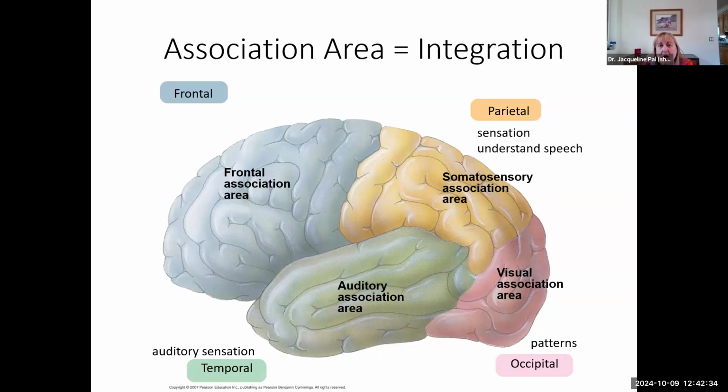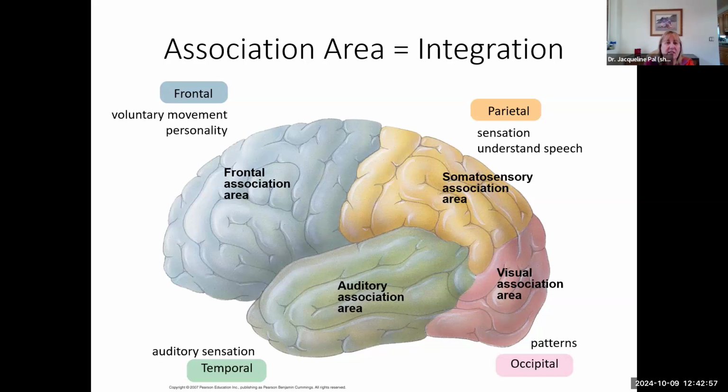The parietal lobe gives us association areas for sensation. An example of that would be if you had coins in your pocket and you could feel the coin and you could tell if it was a nickel or a quarter or a dime. We're also going to be talking about understanding speech.